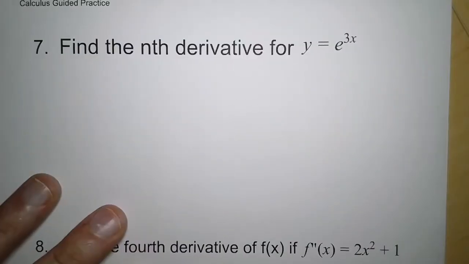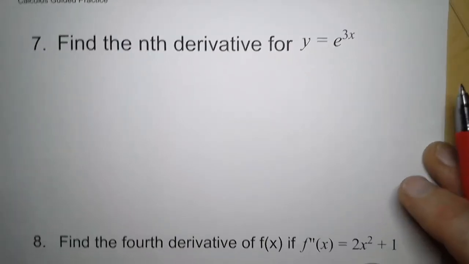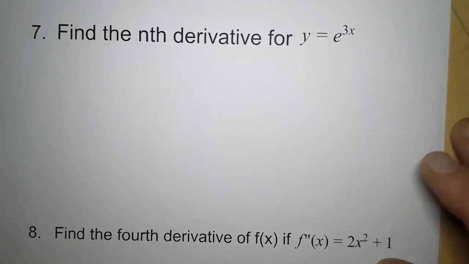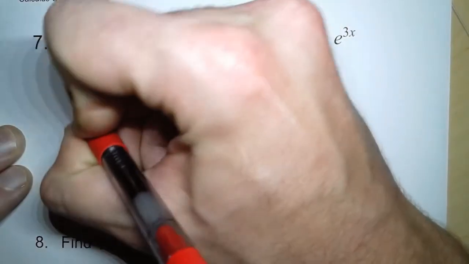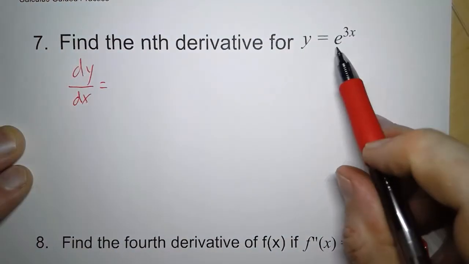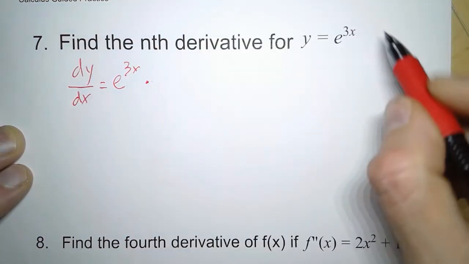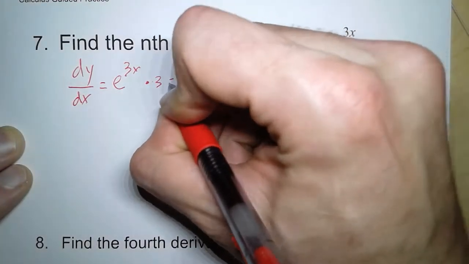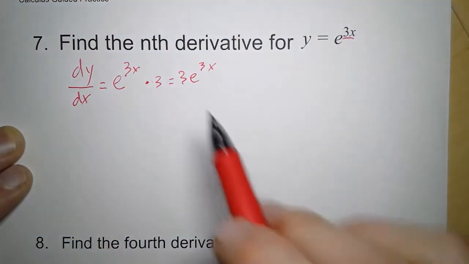Now number 7 is a little bit trickier because it asks for the nth derivative of e to the 3x. So what we need to do is establish a pattern with the first few to see what the general rule is. And then we'll write what that general rule is. So our first derivative is dy dx. And so e to anything, that derivative is itself, e to the 3x. But we also have to take the derivative of this inside function, 3x. So we multiply by 3. So we can write that as 3e to the 3x. So there's our first derivative.